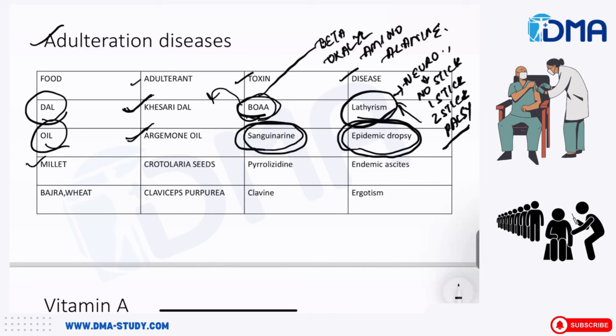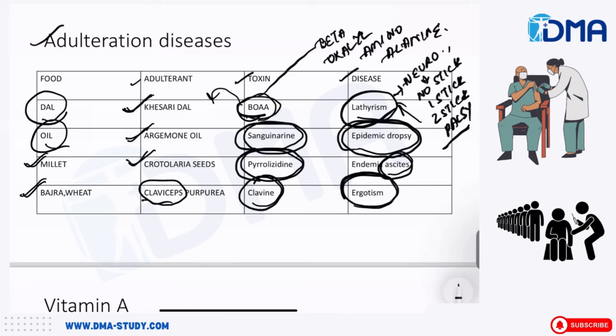And in case of millets, you have crotalaria seeds. And the toxin is pyrrolizidine. And it causes ascites, endemic ascites. And finally, you have bajra and wheat, which has Claviceps purpurea. And the toxin is clavine. And you get ergotism. So these four adulteration diseases are very important.